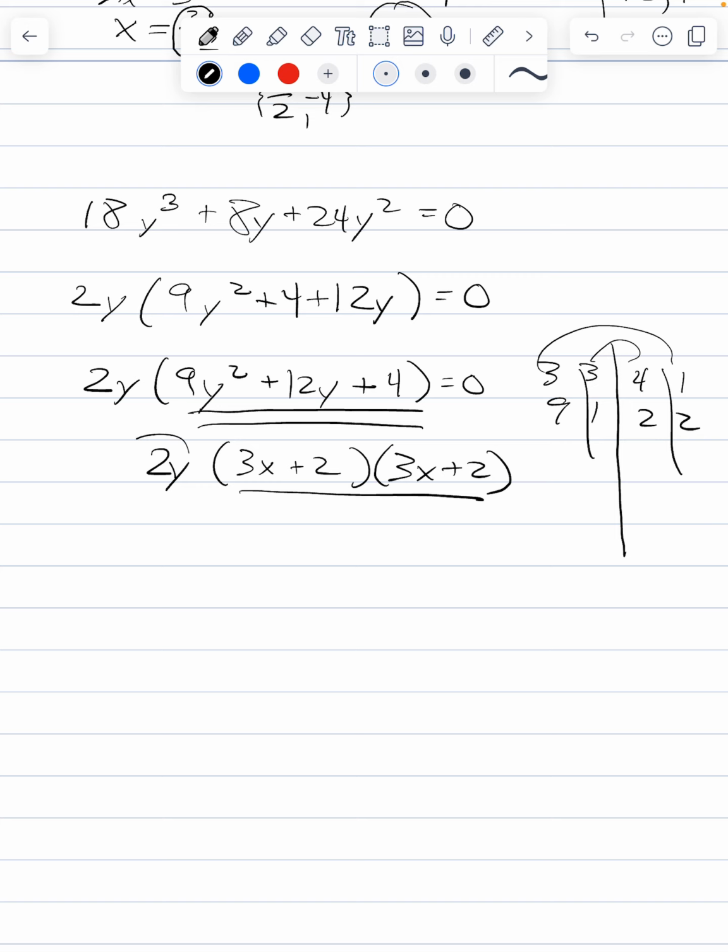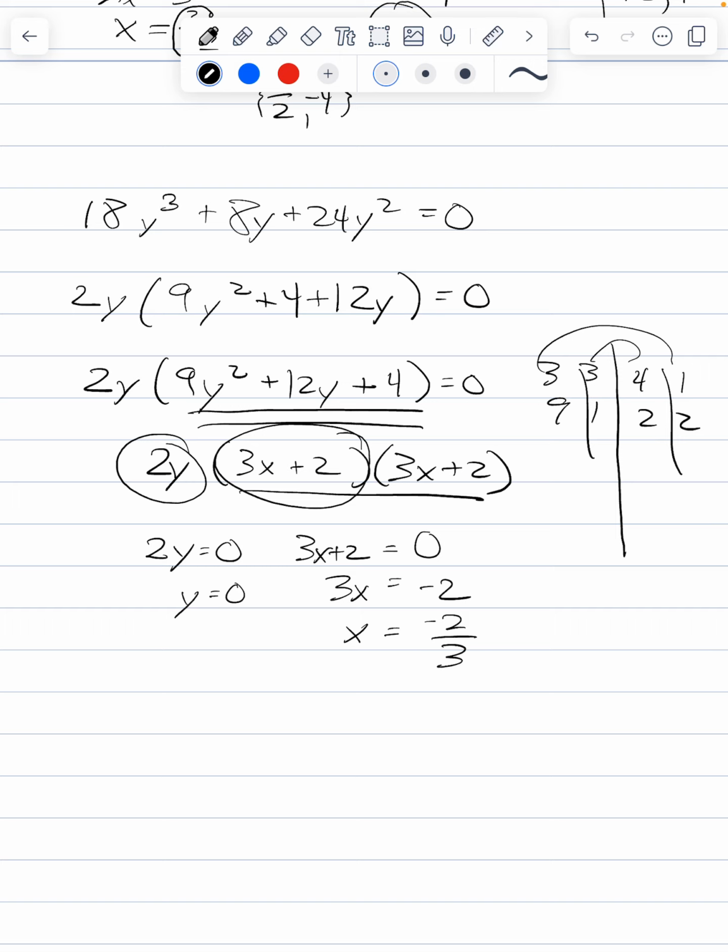I have to solve each of these terms in an equation where 0 is the answer. When I solve that, y must equal 0 in this one. And here I have to subtract 2 from both sides, divide both sides by 3, and I end up with negative 2/3. So there are two answers in this solution set with my ugly brackets: 0 and negative 2/3.